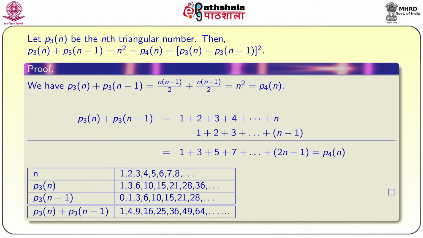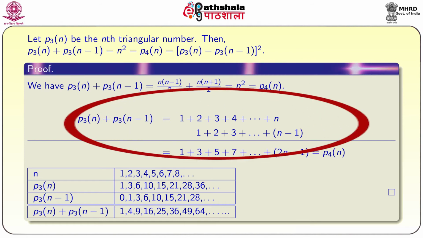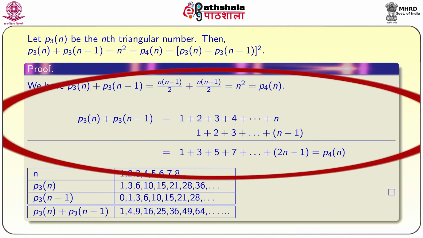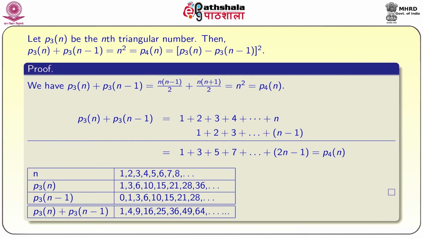So, here we are proving by taking P3 of n plus P3 of n minus 1. If you evaluate algebraically, what we are going to get is P3 of n is n into (n plus 1) by 2, and P3 of n minus 1 is n into (n minus 1) by 2. So, the total sum is going to be n square, that is P4 of n.